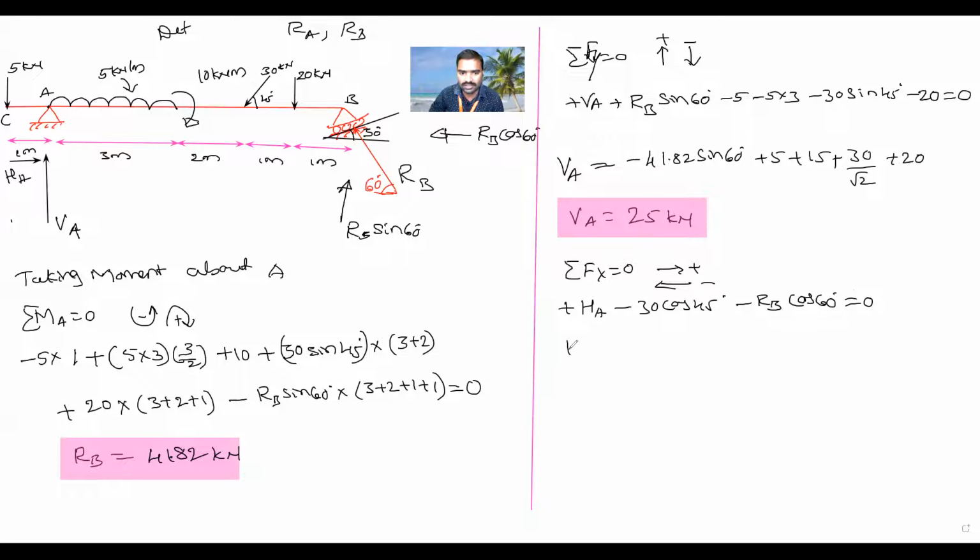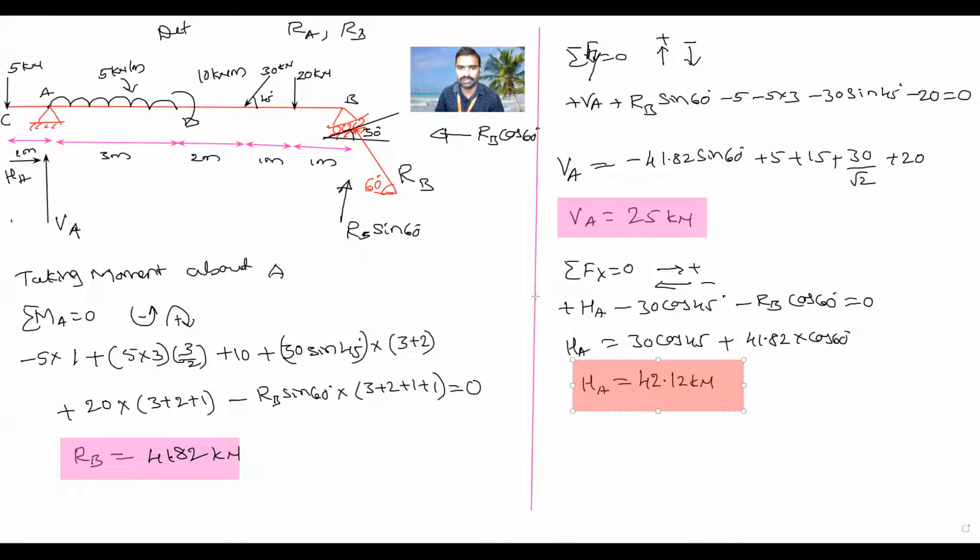So HA is equal to, I will transfer this 30 cos 45, plus RB, 41.82 into cos 60. Okay, so calculate HA. 42.12 kilonewton. So this is how you are to do whenever the force is given and support is given inclined. First you have to go for moment equation, then sigma Fx equation, then sigma Fy equation. Is it clear, everyone? Yes, sir.